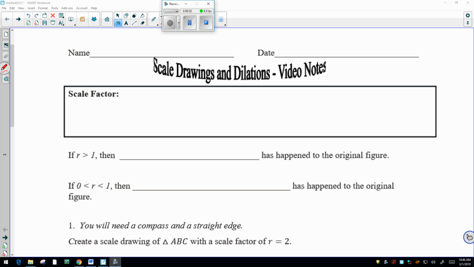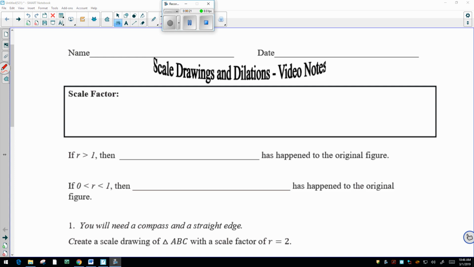Today we're going to take a look at some scale drawings and some dilations, and we're going to get some basic vocab words that we're going to be using throughout this unit, as well as looking at some different constructions. So a big vocab word that we're going to be using is something called a scale factor.